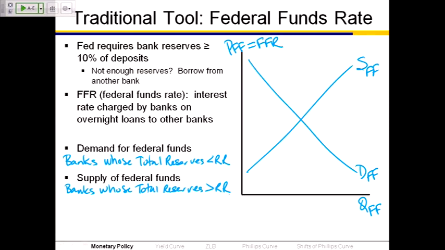So I'm going to write out total reserves rather than shorthanded. So the supply of federal funds, those are banks that have some excess reserves. Their total reserves are greater than their excess reserves, so they're willing to lend them. They like lending because it makes them some interest income, which is how they increase their profit margin. The demand for federal funds, those are the banks that don't have enough reserves and need to borrow some in order to meet the federal reserve requirement.